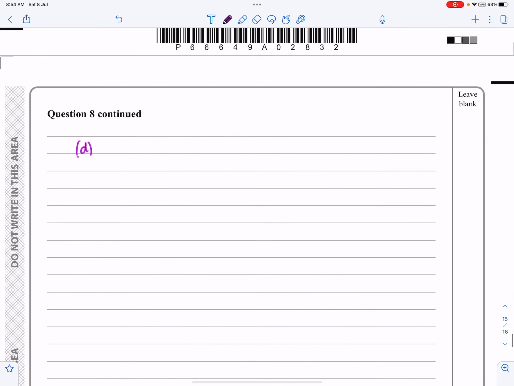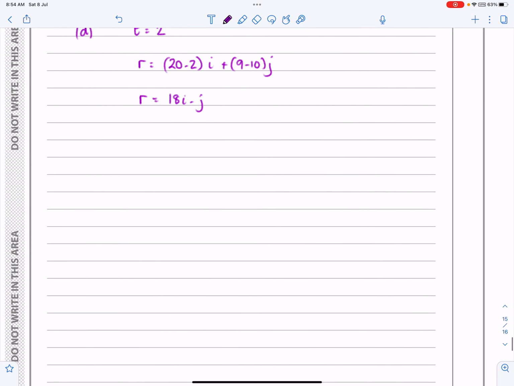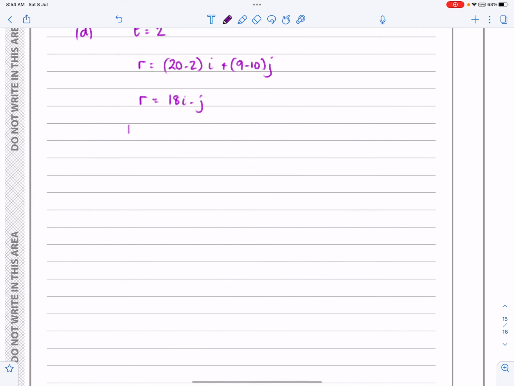Part D says exactly the same thing, but with t equals 2 this time. So t equals 2 hours. R is going to be 20 minus 2 lots of i and 9 minus 10 lots of j. So now R is going to be 18i minus j. Right, what does that look like? Take a little bit more time over this one. So we're now saying, actually, let's just move that up here a bit.